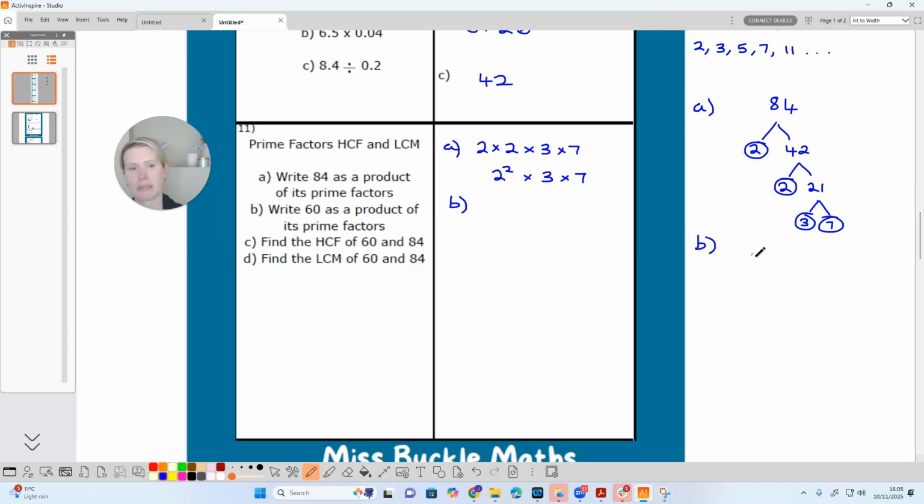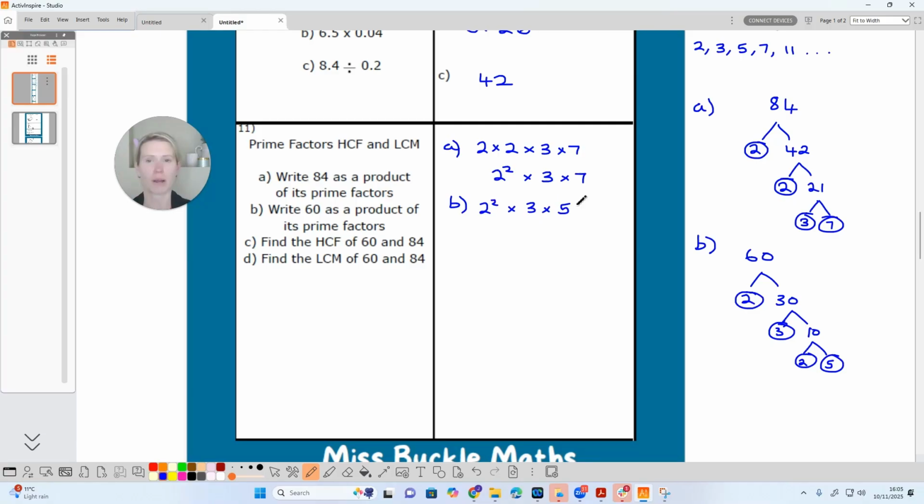So doing the same to B, we're starting at 60 and we're breaking it up. So 2 multiplied by 30, 3 multiplied by 10, and 2 multiplied by 5. You could take many routes for this, but you'll still get to the same answer at the bottom. You can't choose 2 wrong numbers to multiply together. So final answer, 2 times 2 times 3 times 5, which is 2 squared times 3 times 5.